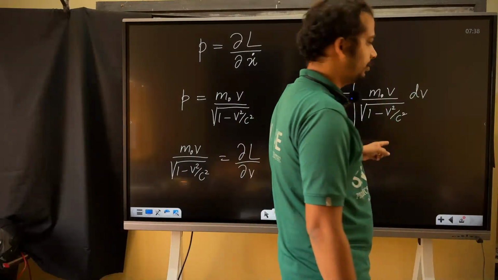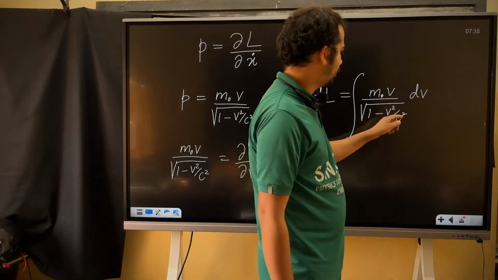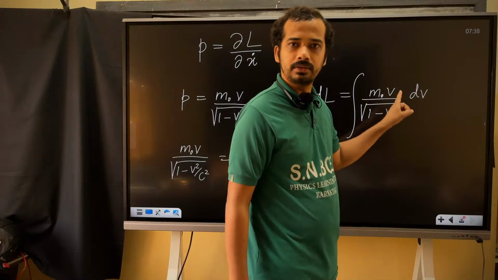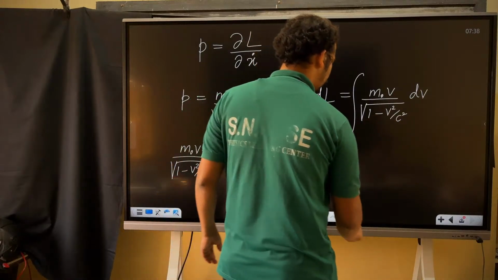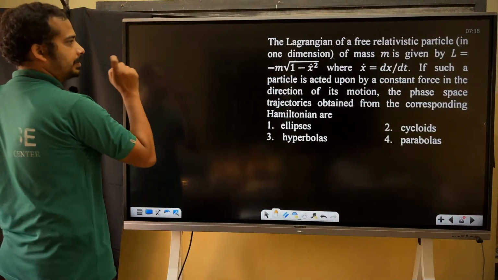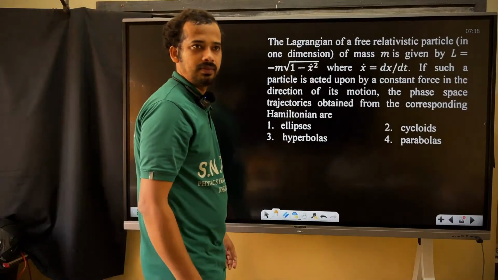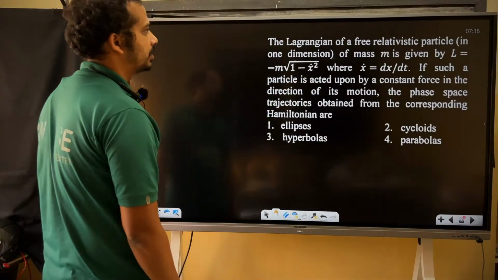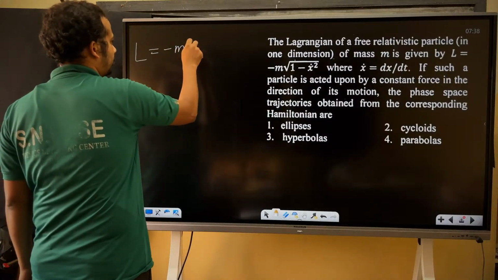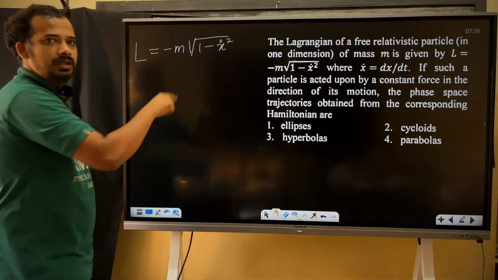How do you integrate this one? Substitute 1 minus v square by c square as some t. Then 2v dv will be dt. Okay. So when you do this one, you will end up with this kind of Lagrangian. What he wrote? I think he didn't take c here. I think c should come, the velocity of light. Okay, c he might have taken as 1 over there. What is this one? Yeah, minus m into root of 1 minus x dot square. Okay. Fine.